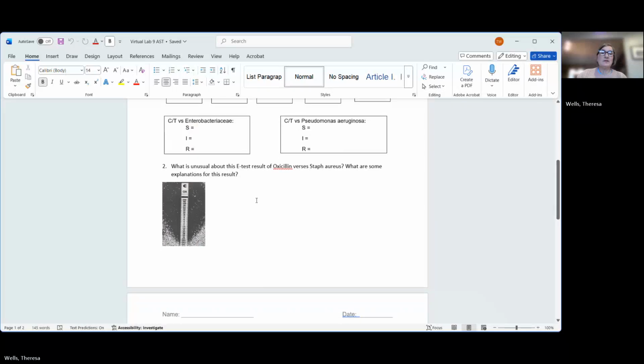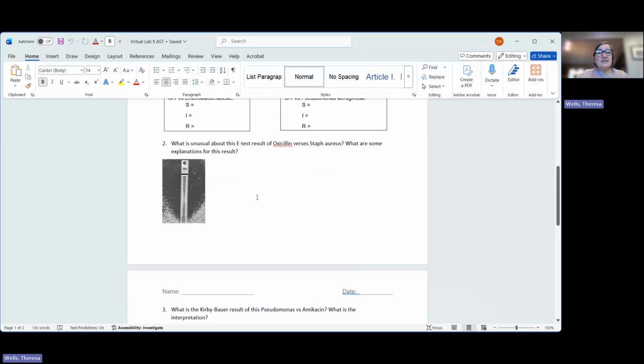All right, I wanted to share though, this was a question that was on the virtual AST lab. And a lot of you actually did a pretty decent job with this, but I wanted to make sure we discussed it a little bit further. So it said, this is the E-test. What is unusual about this E-test result of oxacillin versus Staph aureus? What are some explanations for this result?